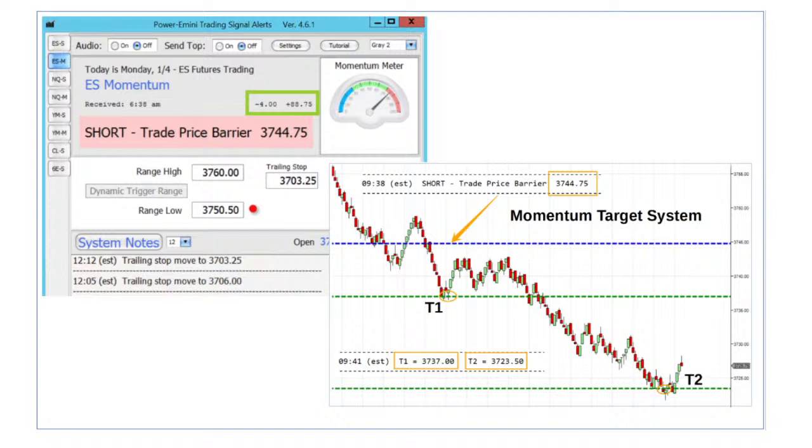Okay, so if you look over on the right there, the momentum target system basically will give us two targets. We get a trade barrier, and that's where we're going to try to take our entry around, right, past, and then we're going to get two targets, and the system's going to give us a stop. All right, let's go ahead and take that next.